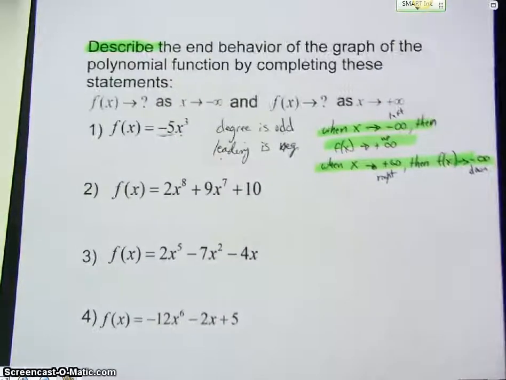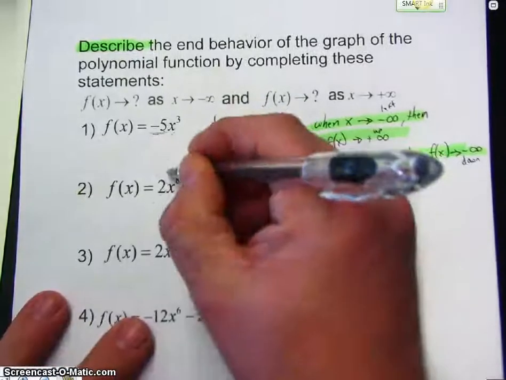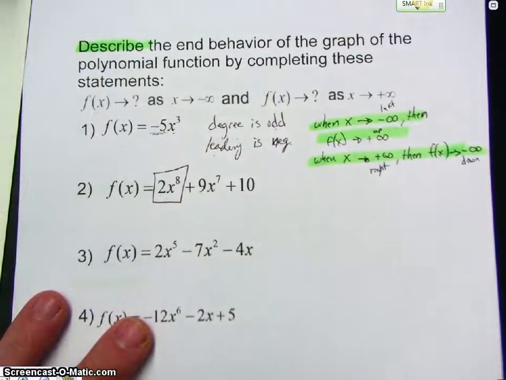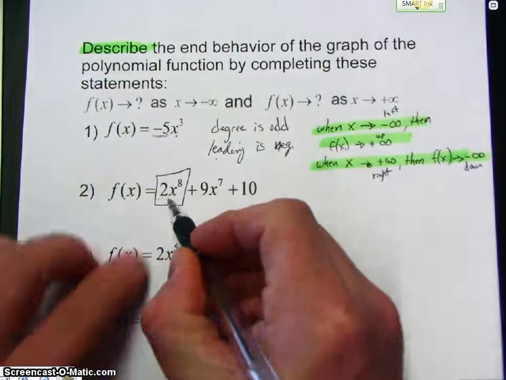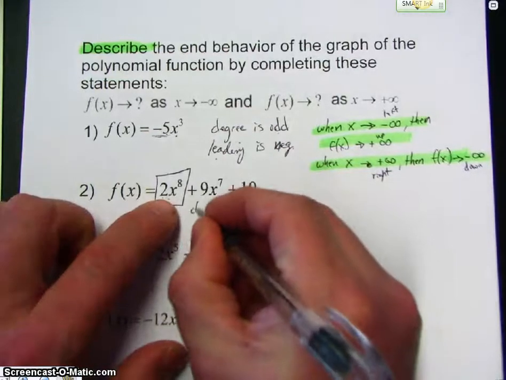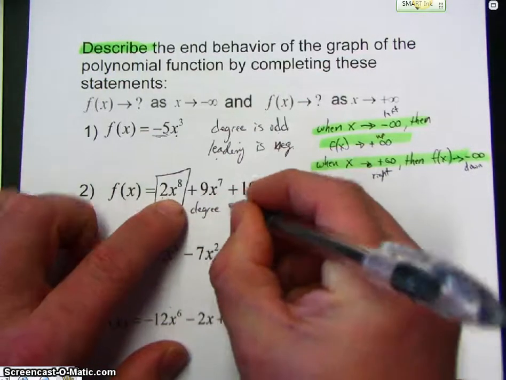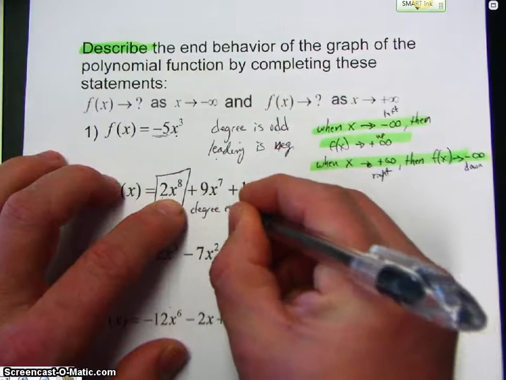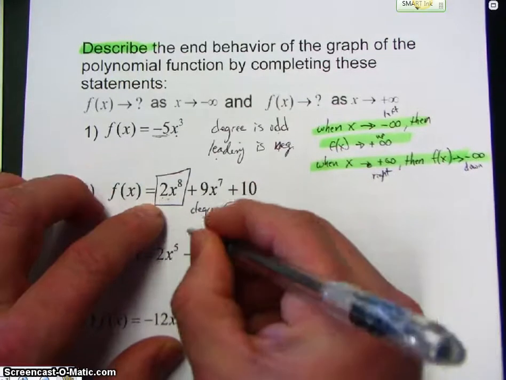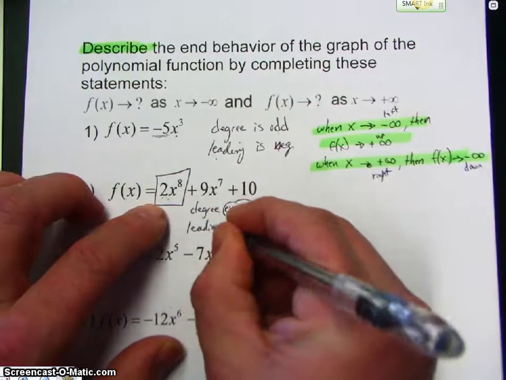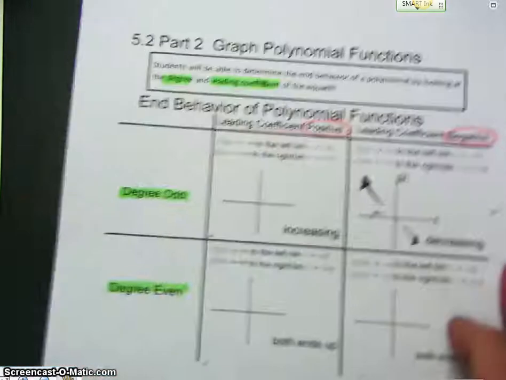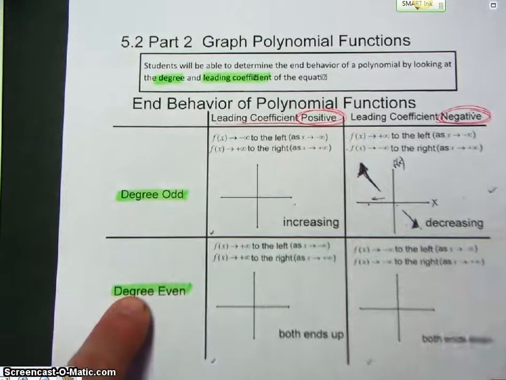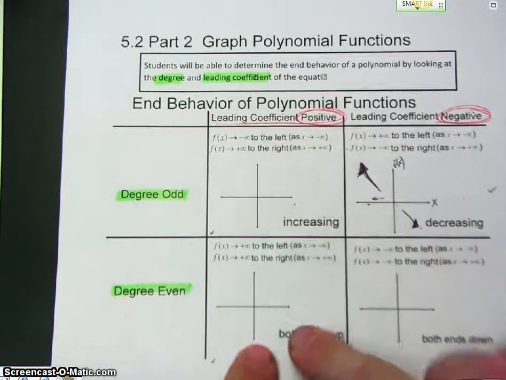All right, let's look at the next example. Here is the variable with the highest degree, so therefore this is the term we look at. So the degree is even, and the leading coefficient is positive. So even and positive. Here's even, here's positive. So we're talking about this one.